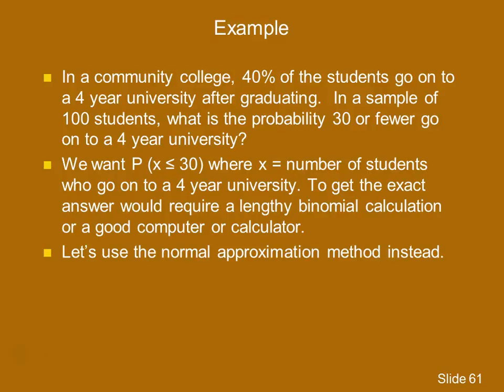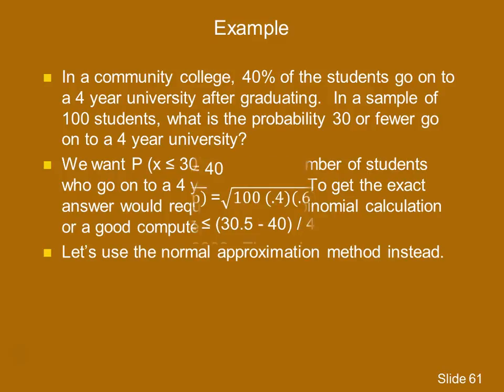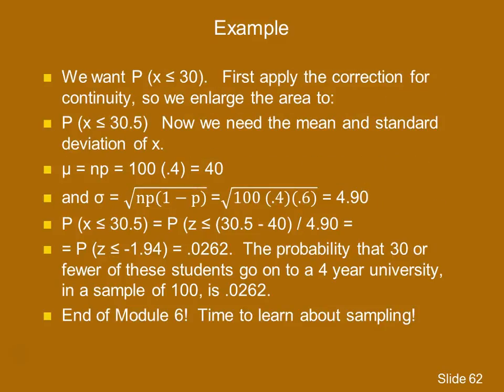If you wanted the exact answer, you'd have to go back to the binomial formula and calculate f of 30, 29, 28, 27, all the way down to 0, and add them all up. Or hopefully you'd have a calculator or computer to do it. But let's assume that you don't have any of those available to you. Let's just use the normal approximation method to approximate the answer. We want the probability that x is less than or equal to 30. First, you have to use the correction for continuity, that little half-unit correction. We enlarge the area to be 30.5 and below. So now we want the probability that x is less than or equal to 30.5.